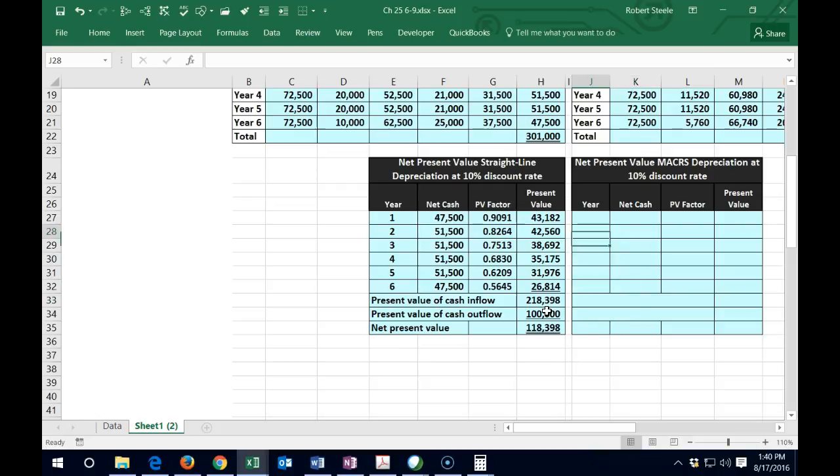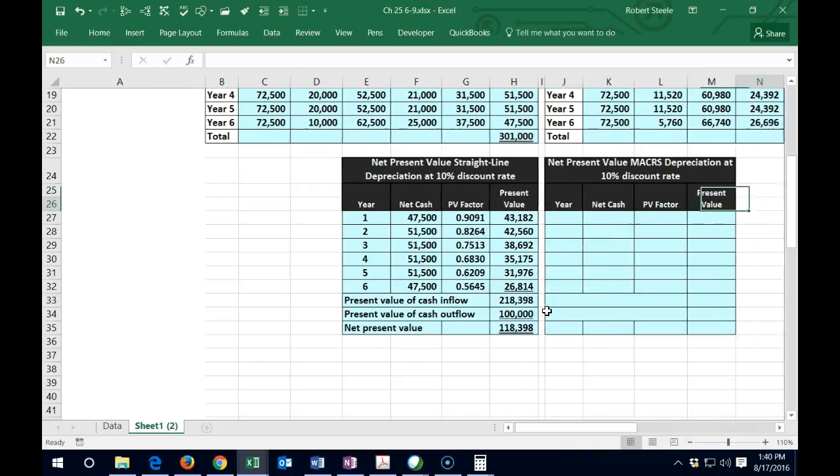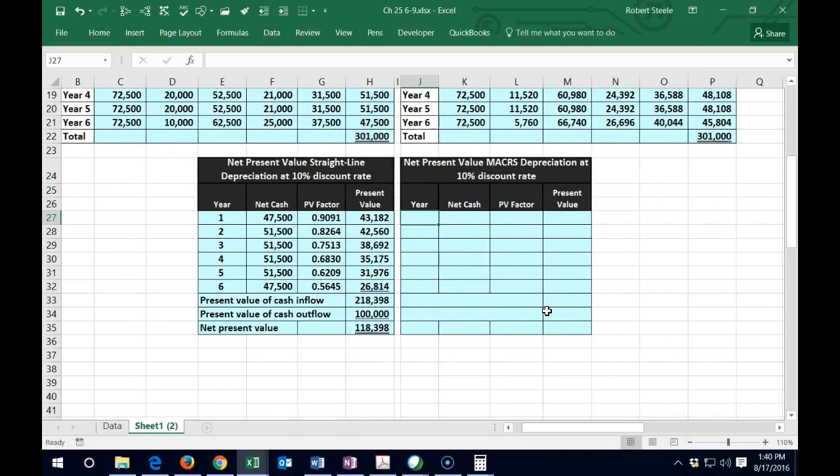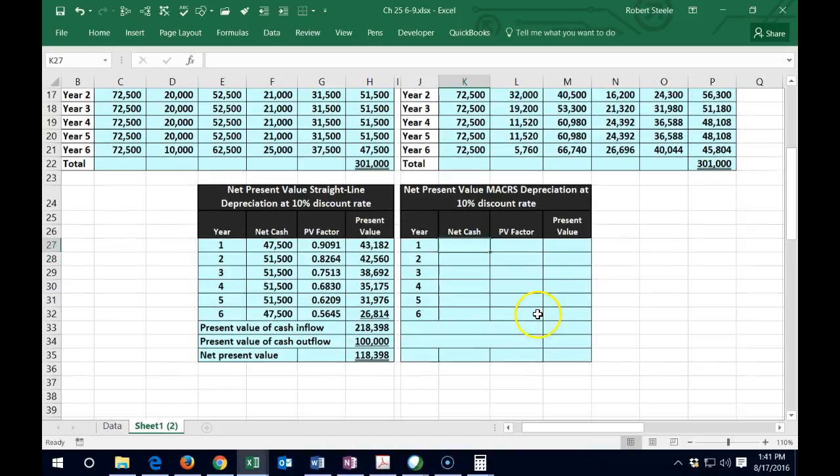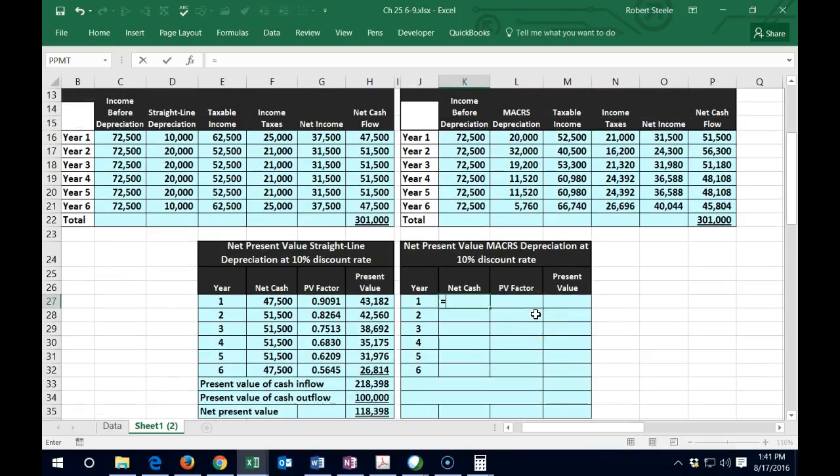Let's look at the maker's depreciation here. Same type of idea. We're going to say year 1, year 2, year 3, year 4, year 5, year 6. And we've got the net cash flows. So we're just going to pull that down from the data we have over here. Net cash flows is the 51.5 for year 1. It's going to be the 56.3 for year 2. It's going to be the 51.180 for year 3. And year 4, 48.108, and so on and so forth.